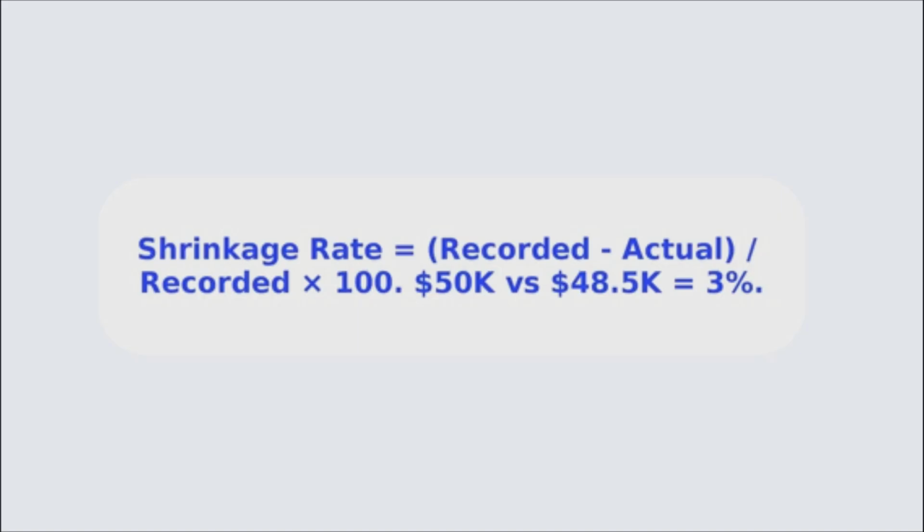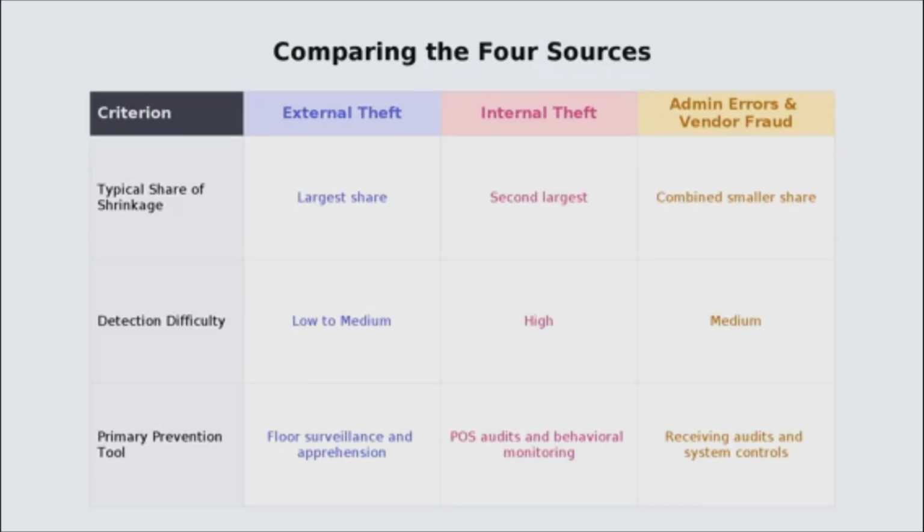When you line up all four sources, the priorities emerge. External theft is the largest contributor, but it's also the most visible and easiest to tackle with surveillance and apprehension. Internal theft is smaller in volume, but much harder to detect, so it needs different tools. Administrative errors and vendor fraud together are smaller, but call for systematic controls at receiving and in your data systems. Each source requires a unique response.